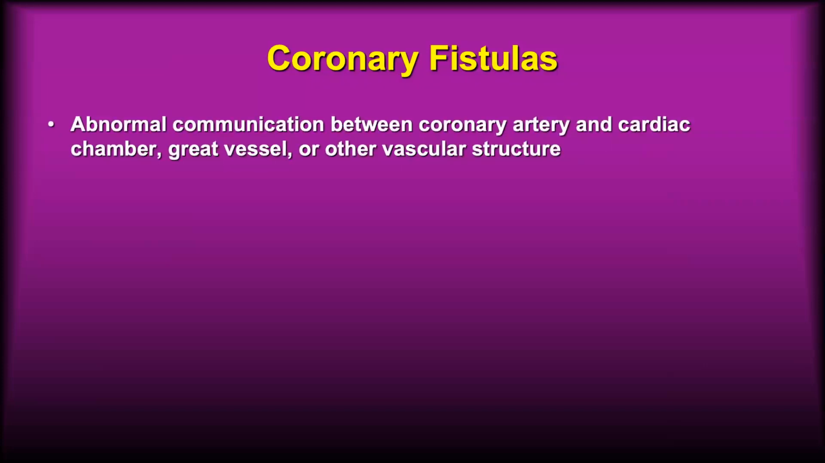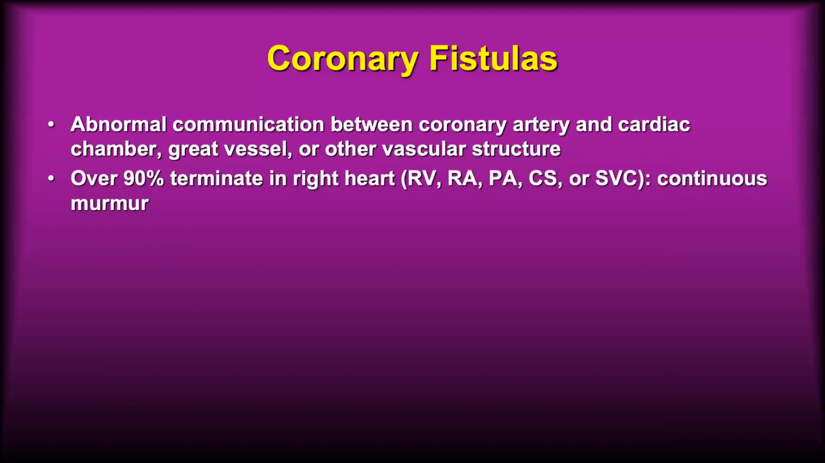All right, here's our next continuous murmur, the coronary fistula. It's a connection between a coronary artery and a cardiac chamber, great vessel, or something else. Most of them you see terminating in the right heart, creating a continuous murmur because you've got a big pressure difference. The coronary artery is coming right off the aorta, so it has high pressure. Then it empties into the right atrium, right ventricle, or pulmonary artery, which is lower pressure, so you get flow continuously going from the coronary artery into this other structure.